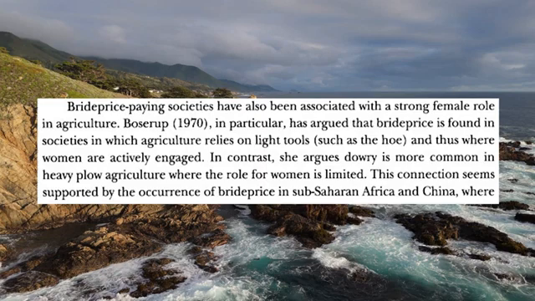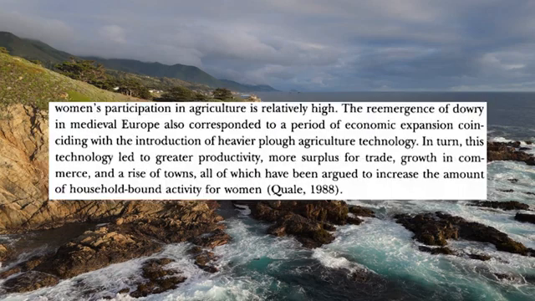Bosrup, in particular, has argued that bride price is found in societies in which agriculture relies on light tools, such as the hoe, and thus where women are actively engaged. In contrast, she argues dowry is more common in heavy plow agriculture, where the role for women is limited. This connection seems supported by the occurrence of bride price in sub-Saharan Africa and China, where women's participation in agriculture is relatively high. The reemergence of dowry in medieval Europe also corresponded to a period of economic expansion coinciding with the introduction of heavier plow agriculture technology. In turn, this technology led to greater productivity, more surplus for trade, growth in commerce, and a rise of towns, all of which have been argued to increase the amount of household-bound activity for women.